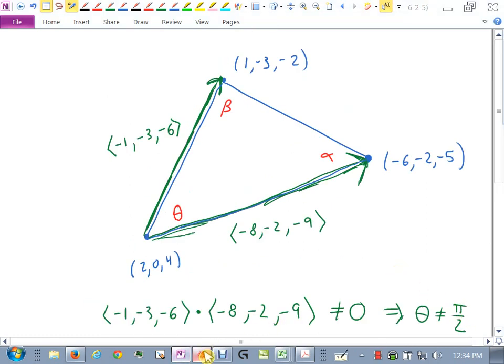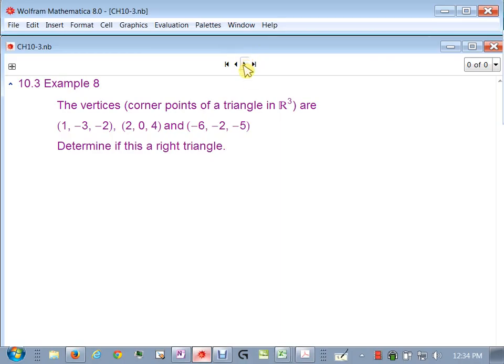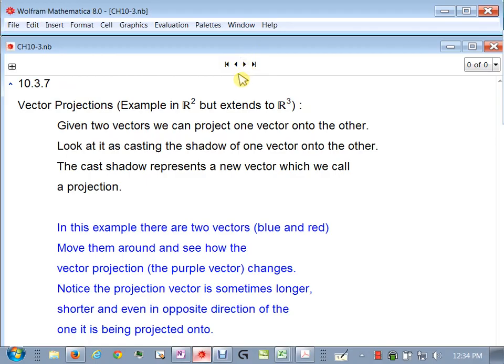All right. Vector projections. How are we doing on time? Wow, we're almost out of time. This is probably a good point to take a little break.